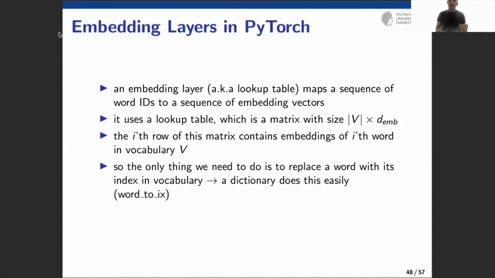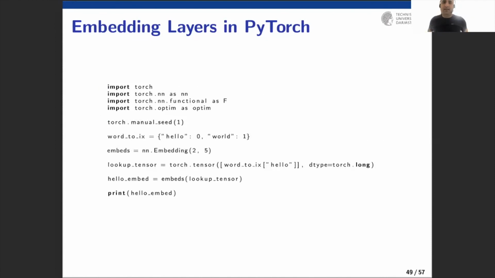So how can we do it? It's very easy. We can define the vocabulary as a dictionary, right? That takes a word and returns the index. That's it. The rest will be done by the neural network.